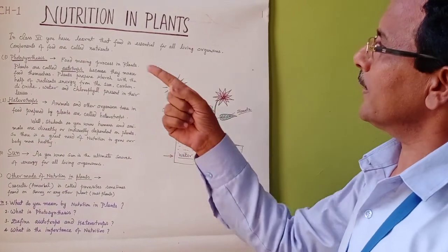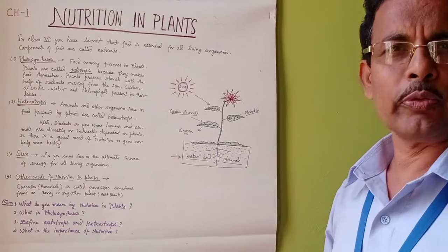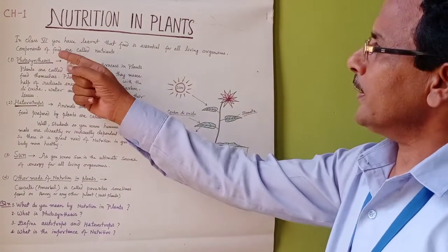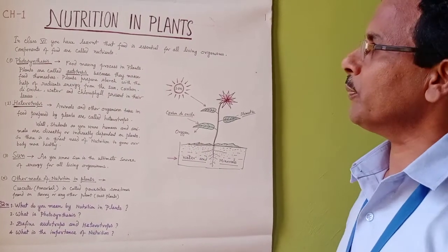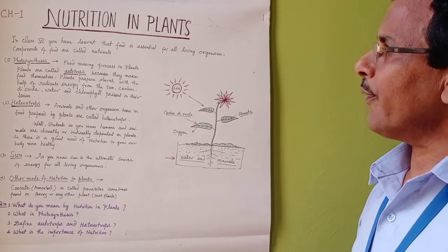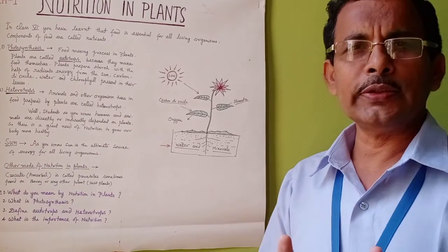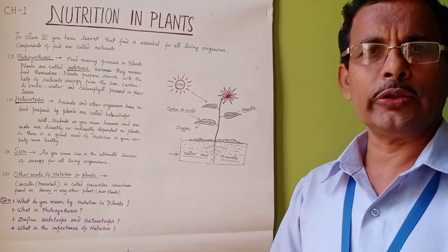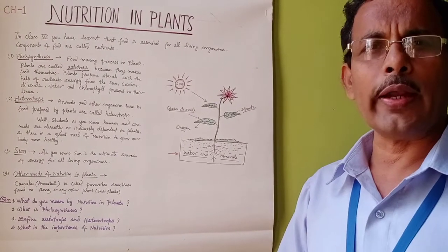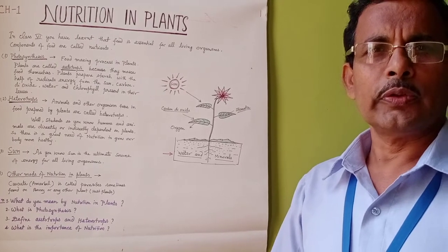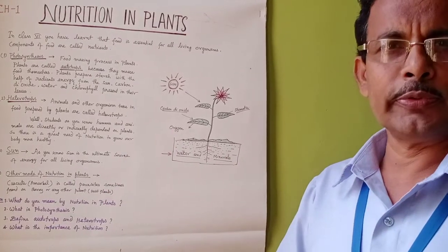Today I will discuss nutrition in plants, class 7, chapter 1. In class 6, you learned that food is essential for all living organisms, and components of food are called nutrients. Nutrients means which gives nutrition, and all those nutrients we acquire from the plants. So first of all, how are plants getting these nutrients in themselves?